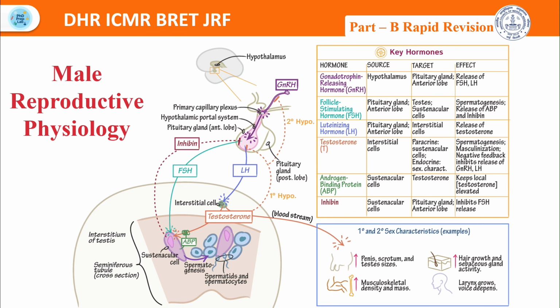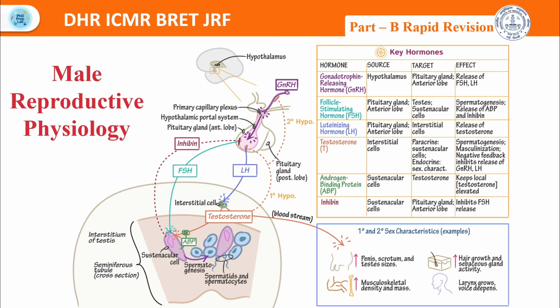So, LH releases testosterone, and testosterone is responsible for your spermatogenesis and vascularization, and it has a negative feedback mechanism which inhibits the release of GnRH and LH. Then there is ABP, androgen binding protein, which keeps the testosterone levels elevated. Then we have inhibin also, which inhibits FSH release.